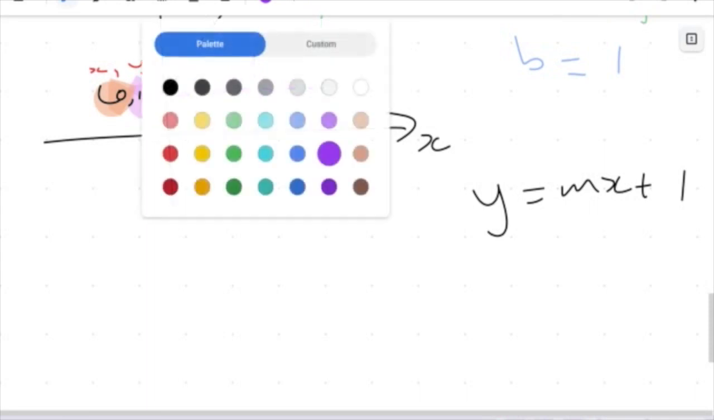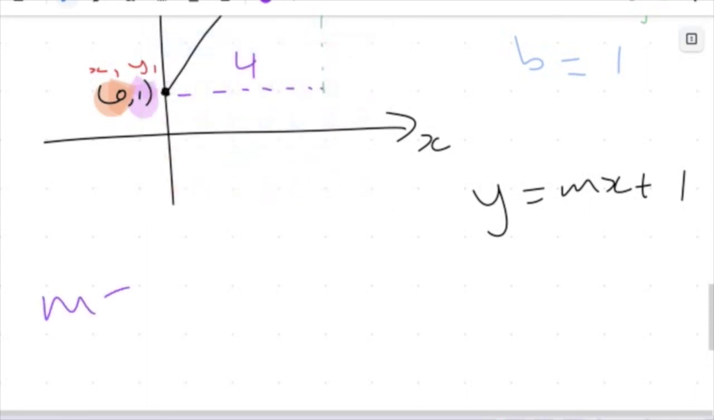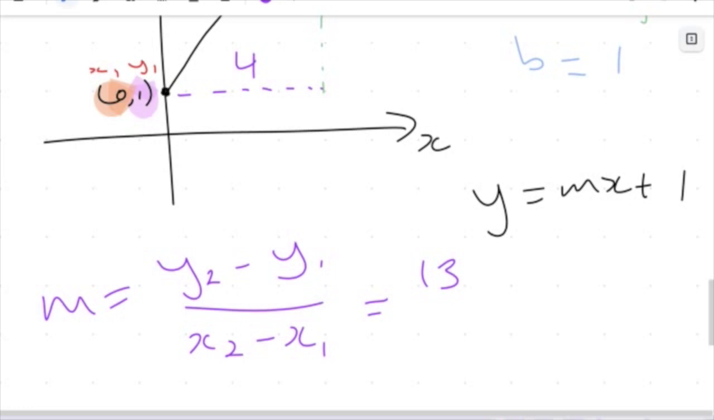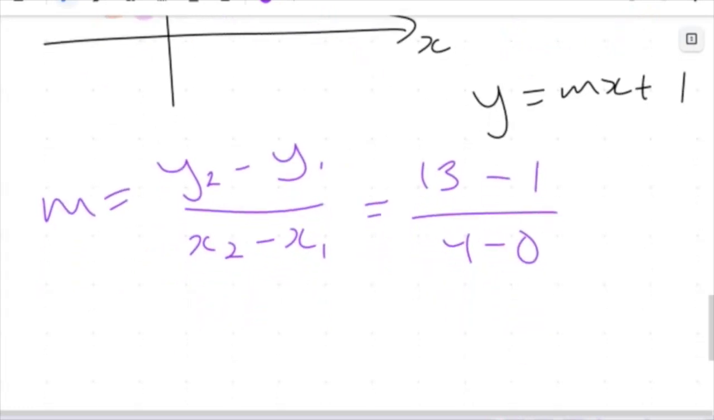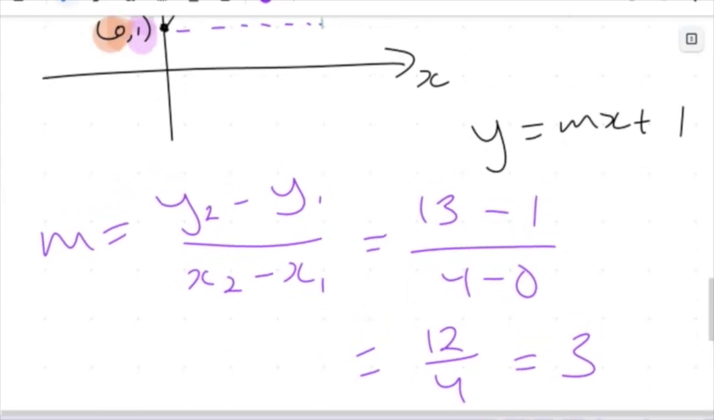So let's actually just show my working out here. My gradient is y2 minus y1 over x2 minus x1. And we said that was 13 minus 1 over 4 minus 0. And that gives me 12 over 4, or 3, as my gradient. So now I have a value of m that I can substitute into here.